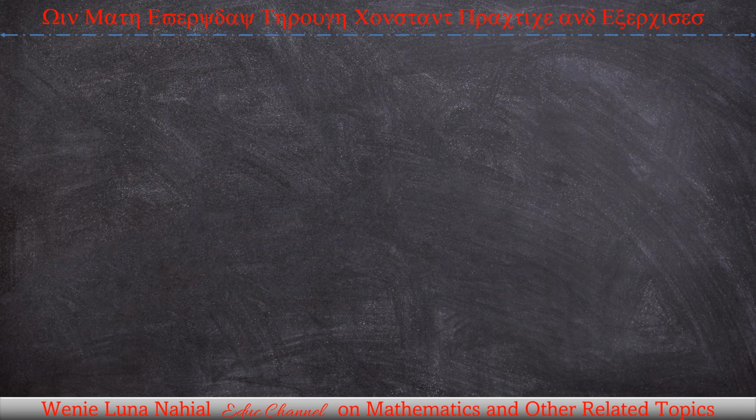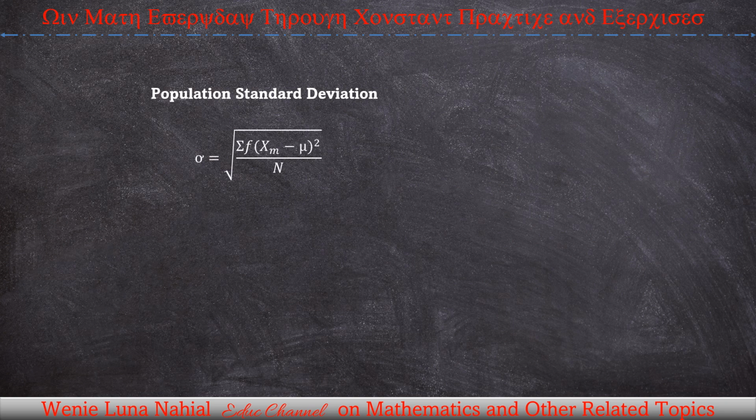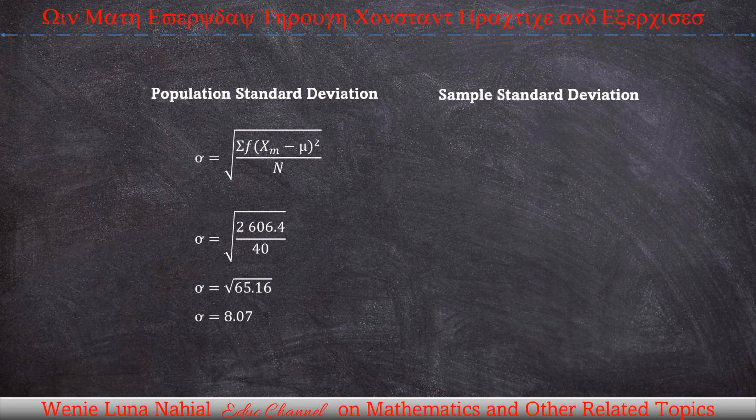Okay, so let's have this one. The population standard deviation of the previous example: that was 2,606.4 divided by 40. Okay, so we have 65.16. We have to take the square root of this number. So we have the population standard deviation is 8.07.